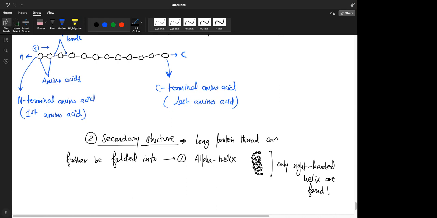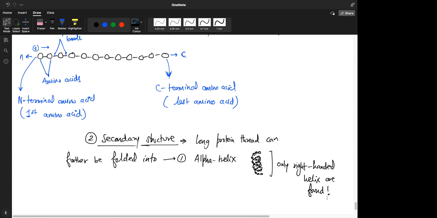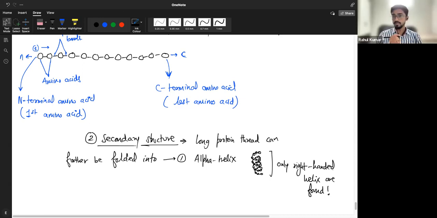If I go opposite, if I do it in a left-handed fashion, it will look something different. So either a right coiled manner or a left coiled manner. If it is right, when you look from the top, it will look like a clockwise pattern. But if it is left, it will look anti-clockwise. Okay, clear? So in proteins, only right-handed coiled helix are found in the secondary structures, no left-handed helix. This is called alpha helix.